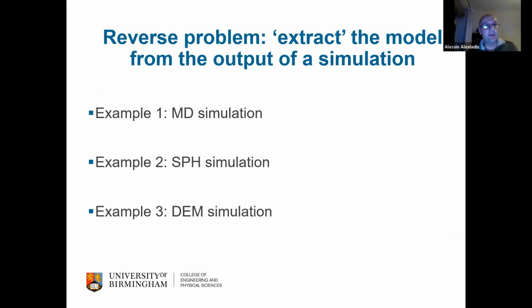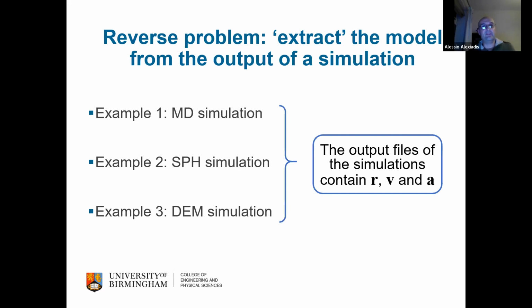So we have 3 simulations. One is a molecular dynamics simulation, the other an SPH simulation, the other a DEM simulation. I know everything of the simulation because I produce the simulation, but the network doesn't know anything about the simulation. So I have to extract all the physics from the data in the output file. Now, first of all, we have to mention what the output file is, in the sense that the typical output file of a particle simulation can have position, velocity, and acceleration of each one of the particles.